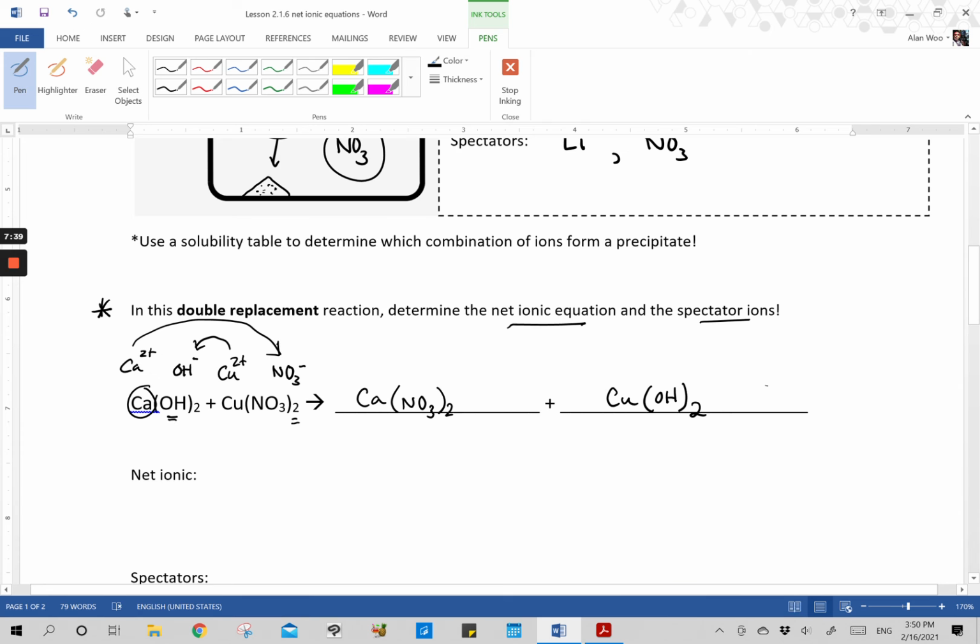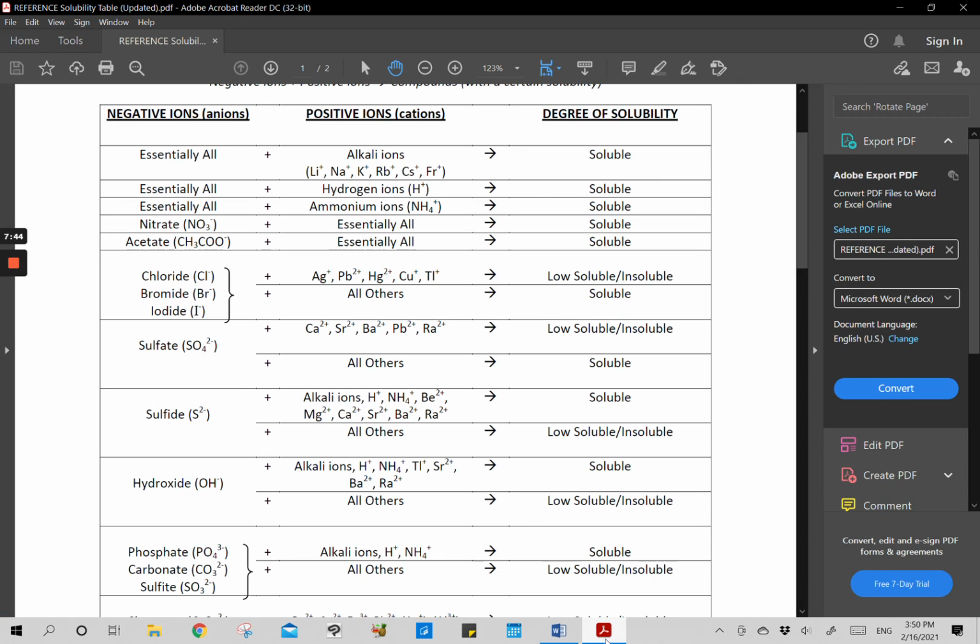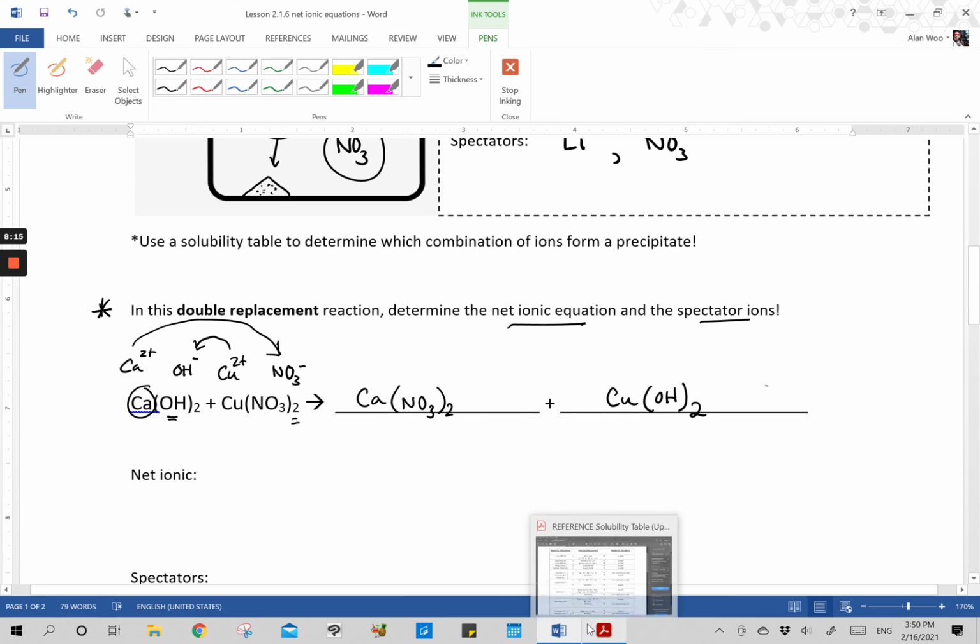One of these two actually forms a precipitate. So again, we're going to go back to our solubility table, and we're going to find that NO3 dissolves with almost any ion, so it's not likely for that one to be a precipitate. So we just double check with OH. OH plus any one of these ions listed are soluble. Our copper ion is not among them. So copper must be under all others. That means OH plus copper ions are low soluble. So if they're low soluble, this one here needs to be my precipitate.